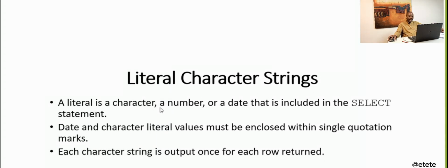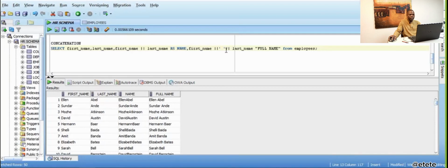Now, a literal is a character, a number, or a date that is included in the select statement. Date and character literal values must be enclosed within single quotation marks. Each character string is output once for each row returned. I will explain what all that grammar means. I've used the character literal here. I've used it here. But I'm actually going to use it separately for you to see.